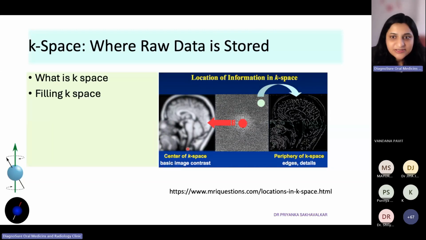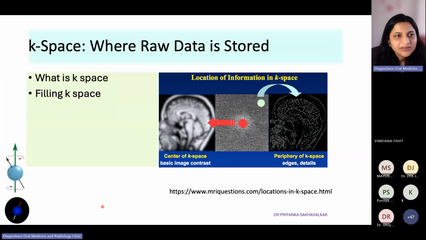Now, what is K-space? The raw MRI signal is first stored in a mathematical domain called K-space, a matrix that holds frequency and spatial information of the object being imaged. K-space is like a grid where the signal collected during the scan is placed, but it doesn't actually represent the image, but contains the frequency and phase data that is required to form the image. Each point in this K-space corresponds to a specific frequency and phase of the signal related to a particular position in the patient's body.